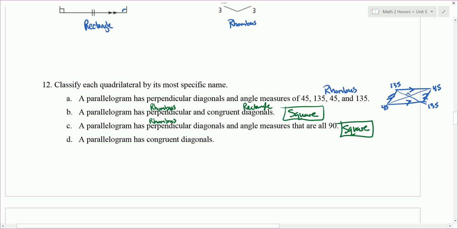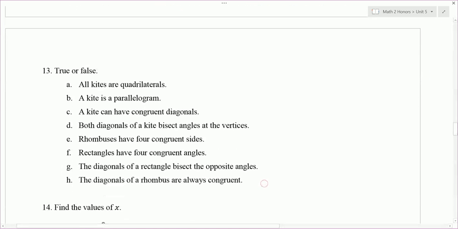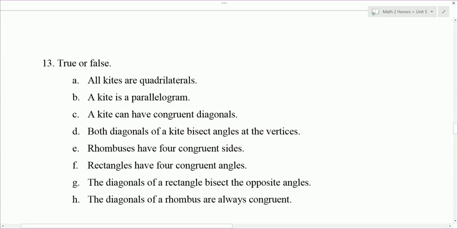A parallelogram has congruent diagonals. So if they just have congruent diagonals, that's a rectangle, as we mentioned before. True or false? All kites are quadrilaterals. That is true by definition. A kite has 4 sides.